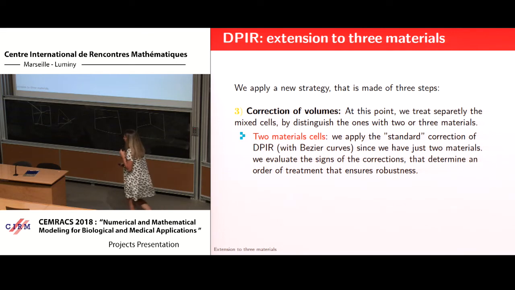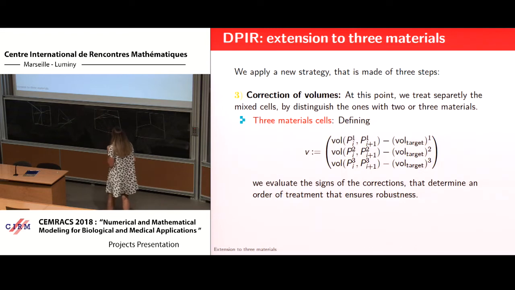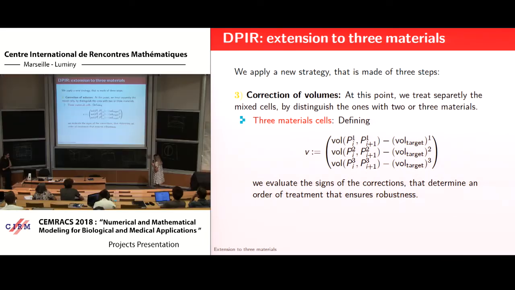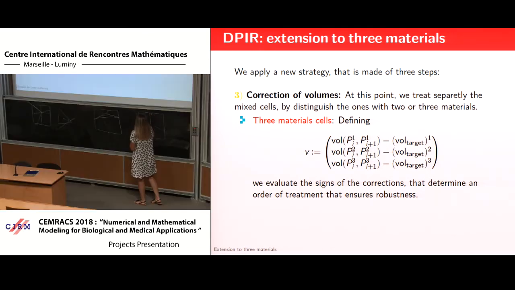For the case of two-material cells, we do what we did until now. We have our points, we have our volume here. We want to correct it, let's suppose that we want to increase it. We add the control point, we trace the polygon curve, and then we trace the curve. This does not change with respect to the case of two materials. What changes is the three-material cells. The question about how to treat three-material cells was, first of all, that we didn't want to give priority to a material. So let's suppose that it is material 1, 2, and 3.